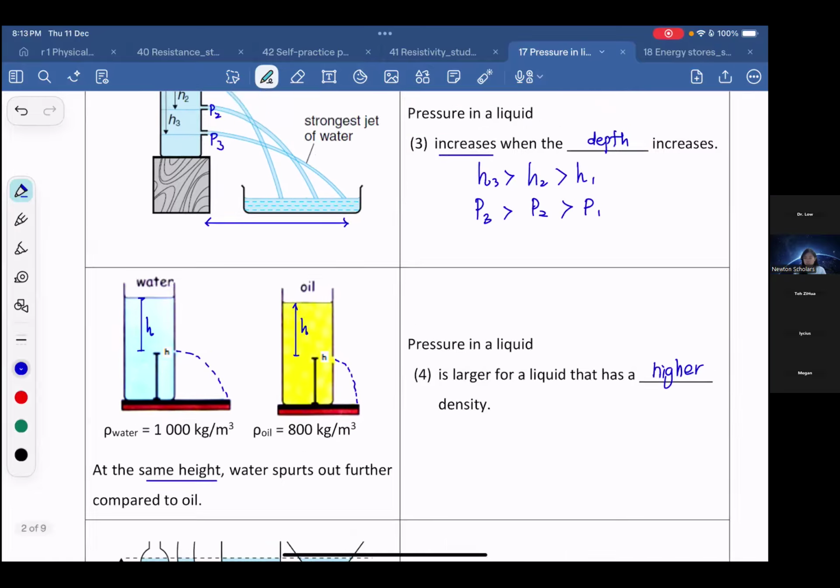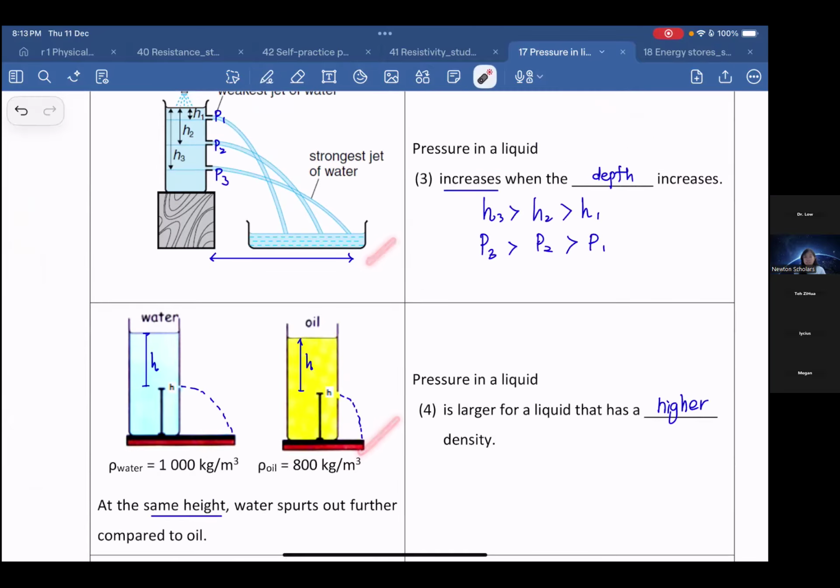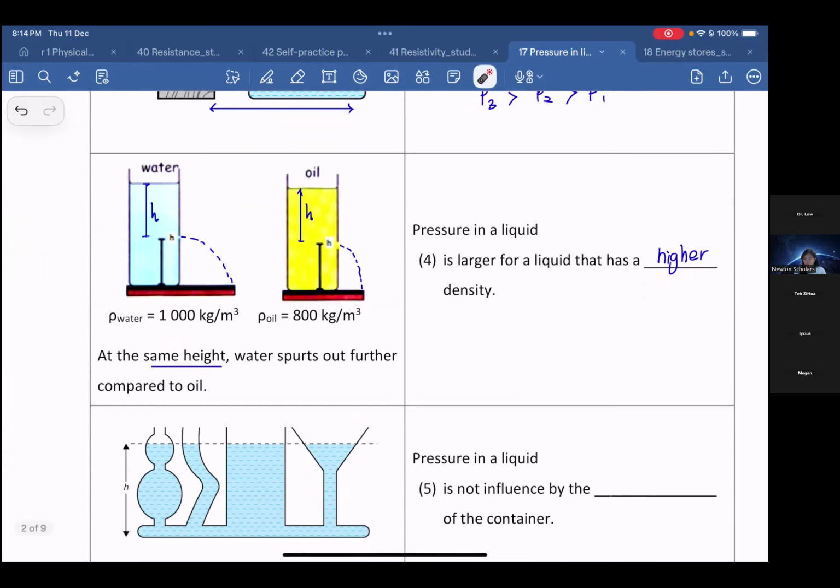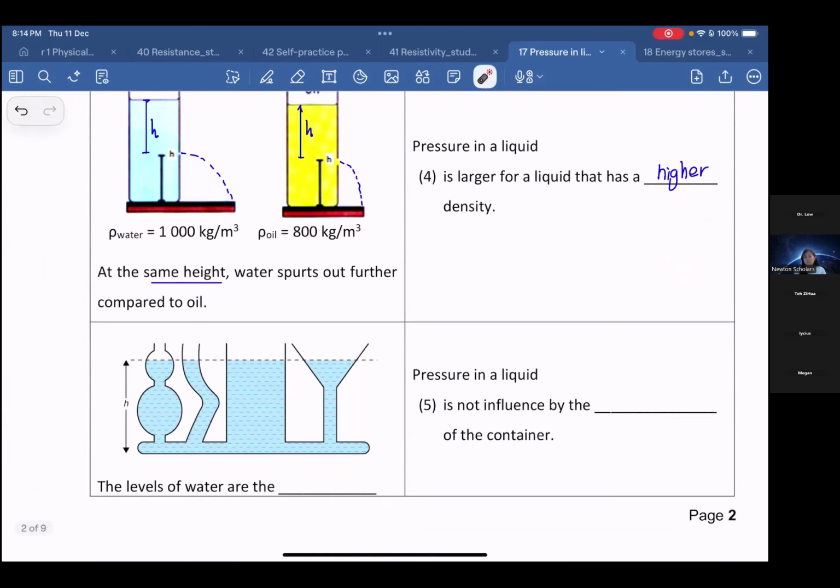Just now we studied the depth. Right now we studied the density. Then we continue. If we have different shapes of container and we pour the water in, we will find out that the water levels are the same. They have the same liquid level. So that means pressure in liquid is not affected by the shape or size. It will not be affected by the shape or size. And also, just now I mentioned, it's not affected by the area, okay?